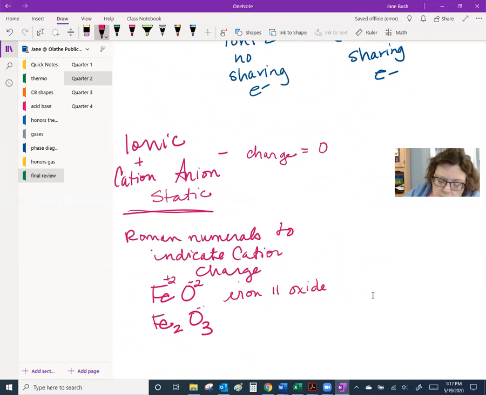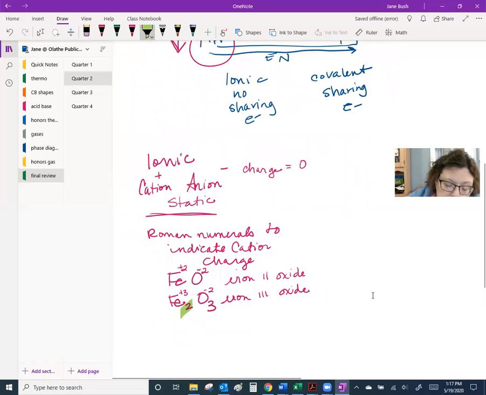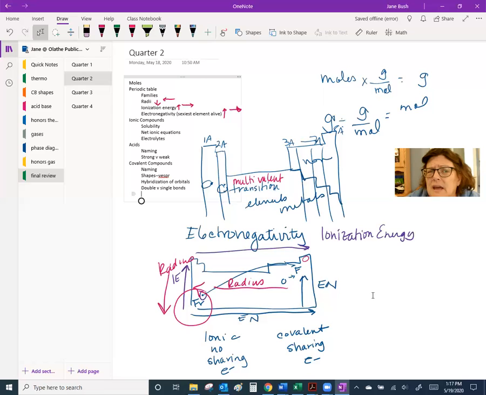This guy, we have 3 -2s, which is a -6. So this guy has to add up to -6. So he must be a +3, iron 3 oxide. Do not make the mistake of looking at this and calling that iron 2 because it has a little 2. Again, I feel like you three have got a pretty good understanding of that, so just don't get caught in that. And I don't even think there's anything that asks you how to name an ionic compound.